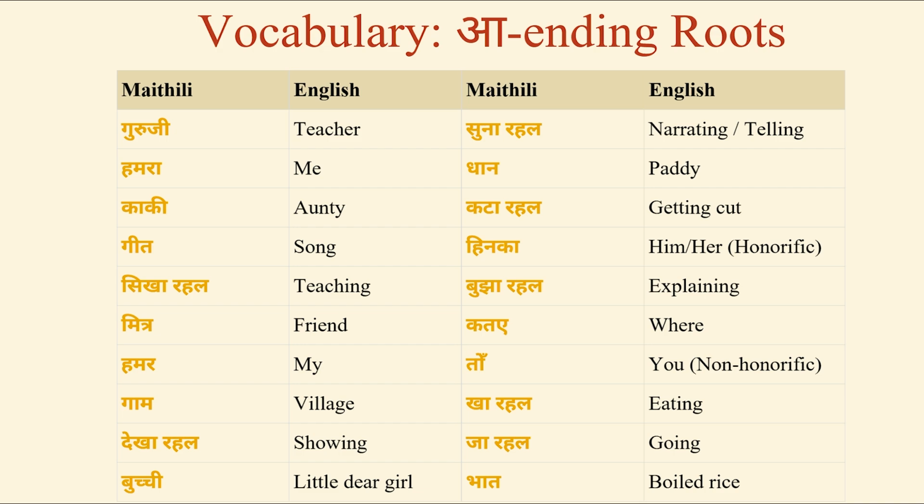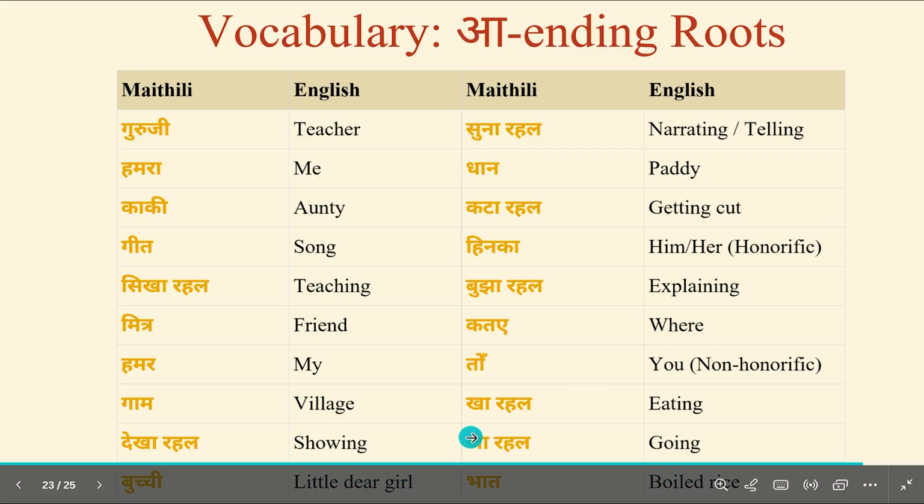Kate, where. Hamar, my. To, you. Gam, village. खा रहल, eating. देखा रहल, showing. जा रहल, going. Okay, so the verb form is not changing. Buchi, little dear girl, children, female children or female child. Bhat, boiled rice.